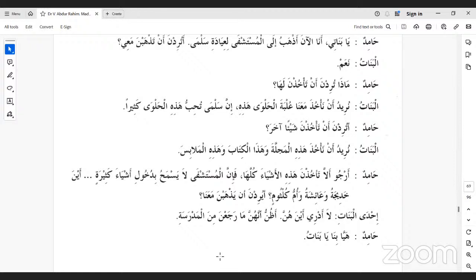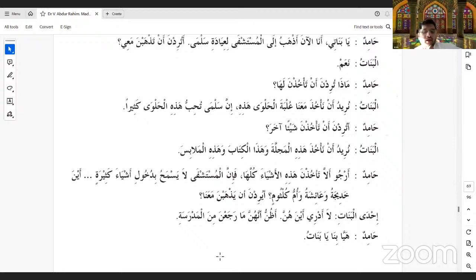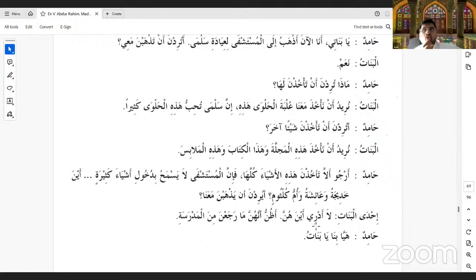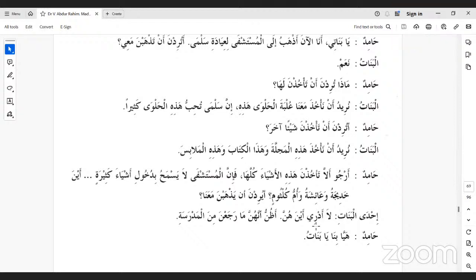Ismet, go ahead, read. One of the daughters means one of the daughters. I don't know where they are. I think they have not returned from the school.